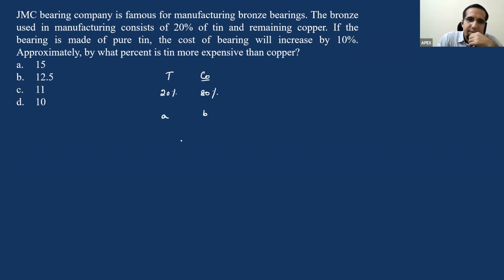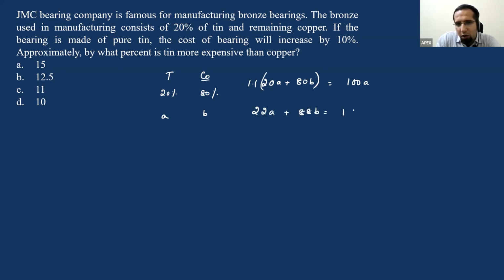Let's say the cost of 1 gram of tin is A and 1 gram of copper is B. Clear? So for 20 grams of tin, the cost will be 20A, and for 80 grams of copper, the cost will be 80B. Whereas if it is pure 100 grams of tin, that is 100A. Now this cost is 10% more than the previous cost, that is 1.1. So we get 1.1 times (20A plus 80B), that is 22A plus 88B, is equal to 100A. Or you have 88B is equal to 78A. Or we have A by B is equal to 88 by 78.